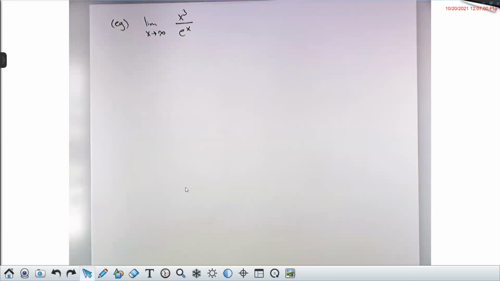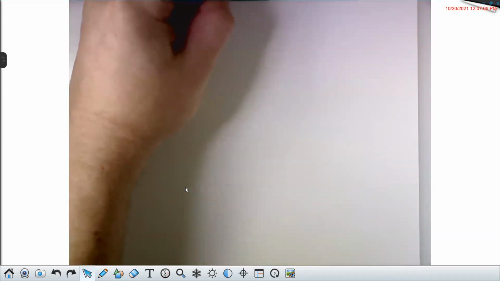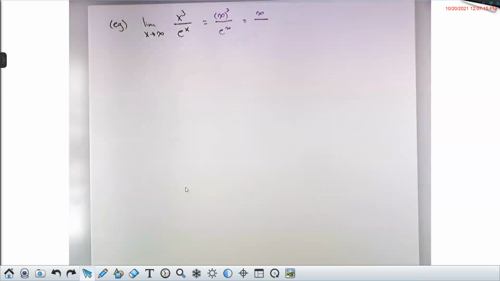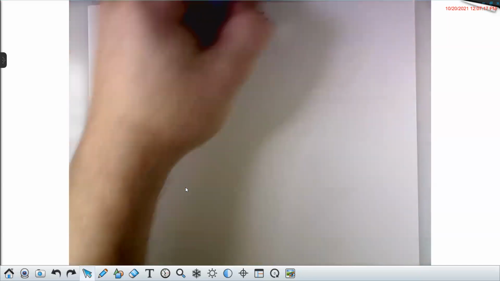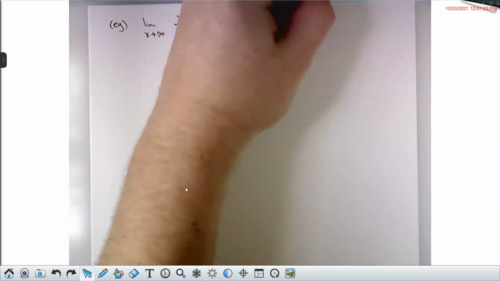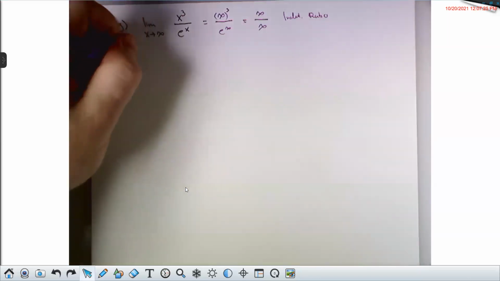if I just plug in infinity, both the top and the bottom are going to infinity, right? This is infinity cubed over e to the infinity, both of which are infinity. You cube a huge number, you get a huge number. You raise e to a huge positive number, you get a huge positive number. This is again an indeterminate ratio. So I can use L'Hopital's rule.